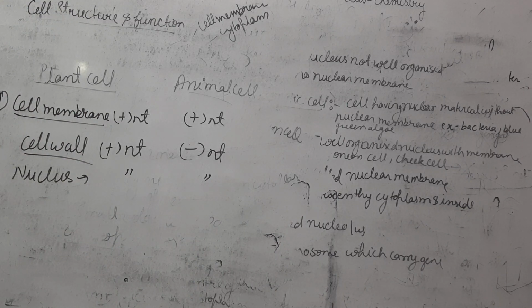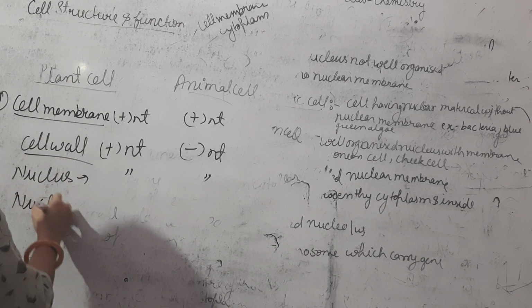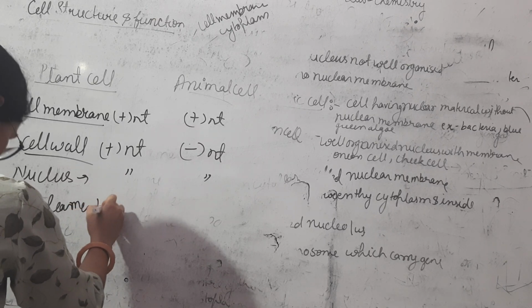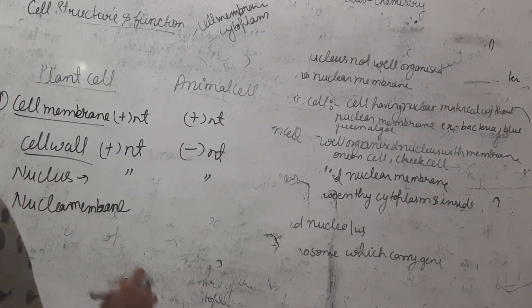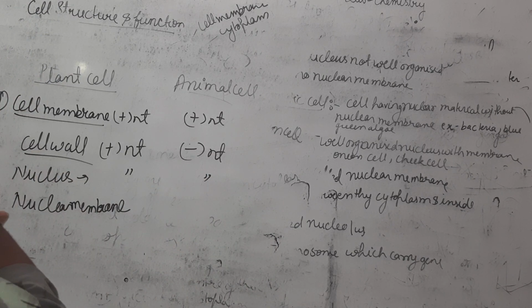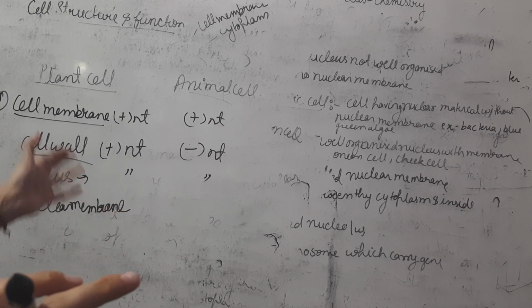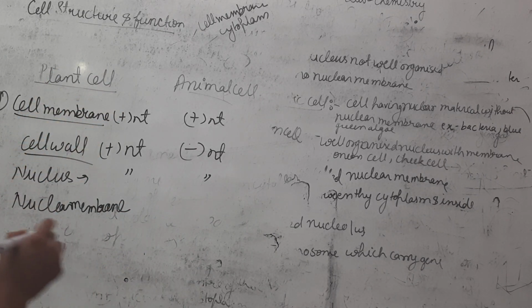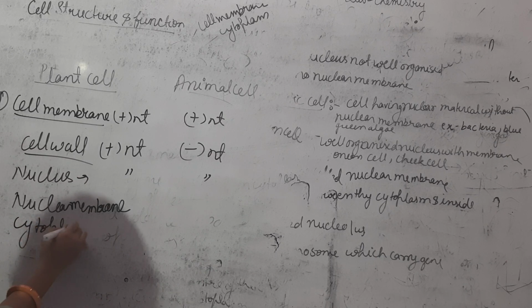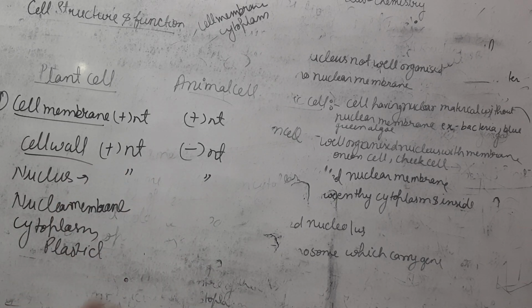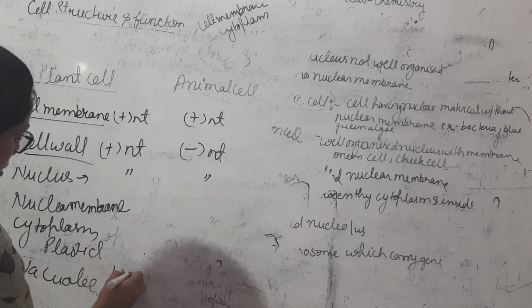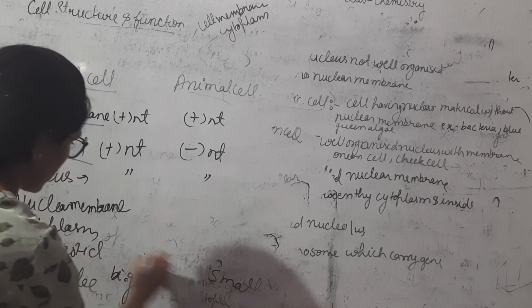Now the next one is the nuclear membrane. The nuclear membrane is present in both the plant and animal cell. Cytoplasm is a jelly-like structure which is present in animal and plant cells. Next is plastids. Plastids are present in plants and absent in animals. Now vacuoles. Vacuoles in plant cells are big in size and in animal cells small in size.